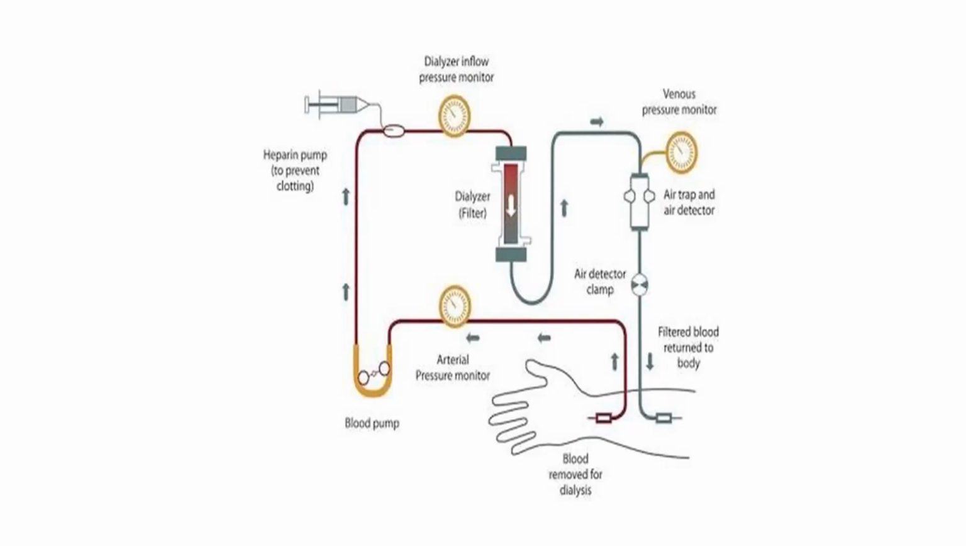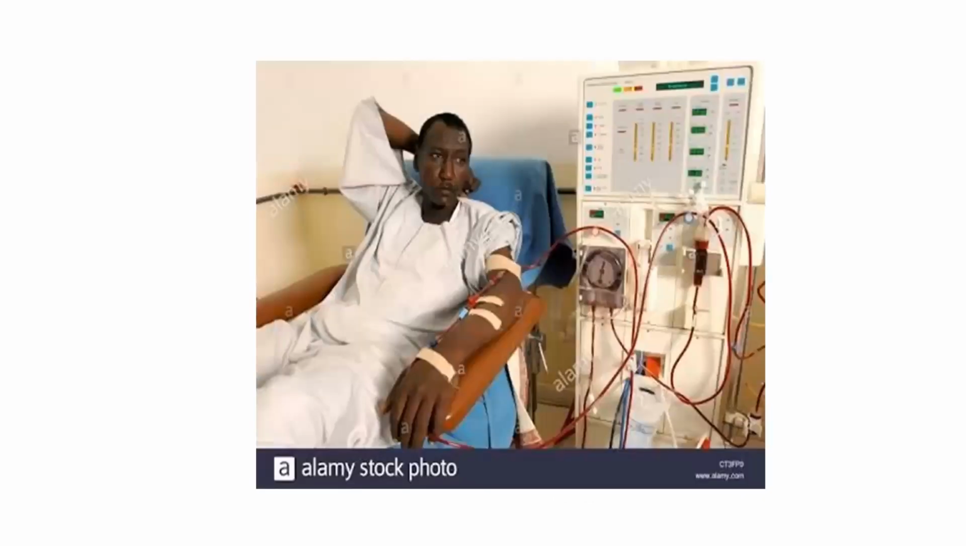There is a purification. The dialyzer is also called an artificial kidney, and then the purified blood is taken up by the venous line. Here again, the venous pressure is monitored. If there is any air in the system, the air trap or air detector captures that air. If there is air embolism, this air detector immediately clamps the blood tubing so that the air does not go into the patient, which can be catastrophic, and filtered blood is returned to the patient. I have been telling you that these are highly technical procedures, and you have to actually see it to appreciate the various things which are done in dialysis.